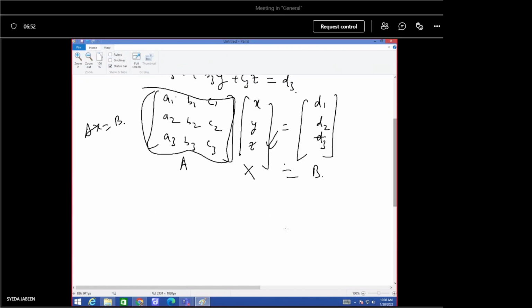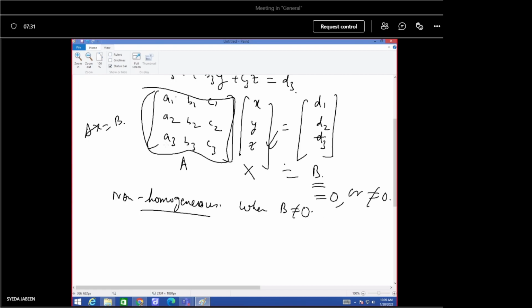Now this B can be either equal to 0 or not equal to 0. If B is equal to 0, then we get a homogeneous system of equations, right? If B is not equal to 0, then we get a non-homogeneous system. So you will have two forms of system of equations, either homogeneous or non-homogeneous. Now, if you have a non-homogeneous system, where B is not equal to 0.